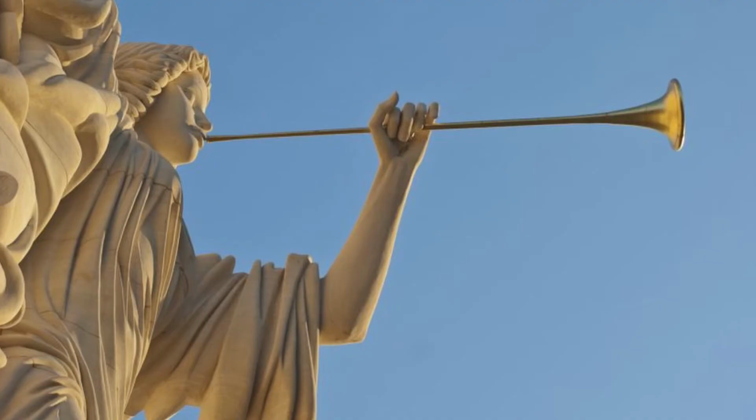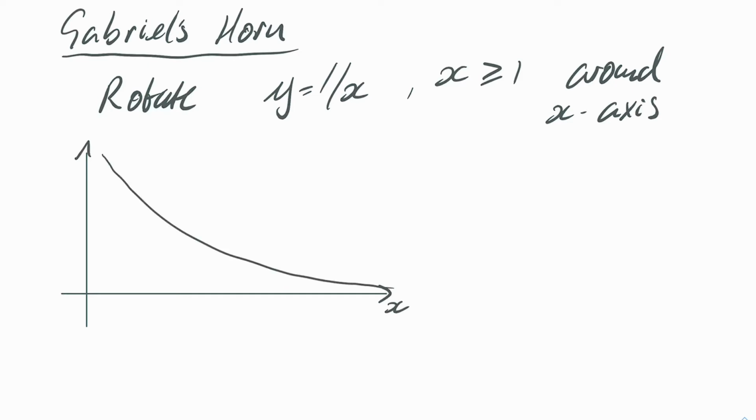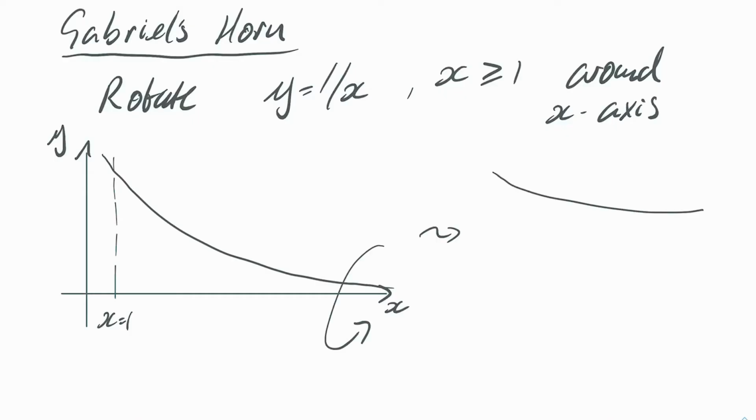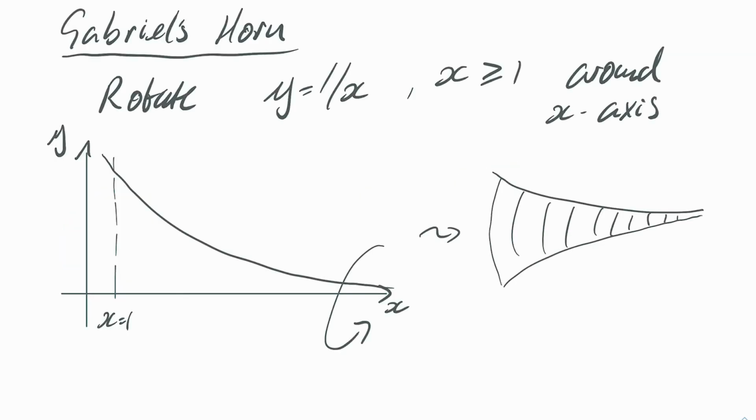Let's have a look at an object now where we look at its volume and its surface area, which is a kind of paradoxical shape. It's called Gabriel's horn. So we get a strange object by taking y equals 1 over x, for x greater than or equal to 1, all the way up to infinity, and rotate it around the x-axis. So we rotate it, and it extends all the way up to infinity. So this produces a massive horn. But what's its volume and what's its surface area?